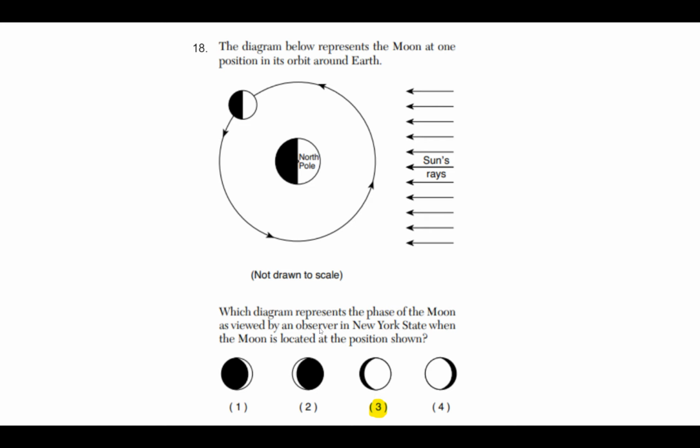Next, 18. The diagram below represents the moon at one position in its orbit around Earth. Which diagram represents the phase of the moon as viewed by an observer in New York State when the moon is located at this position? So notice that it's half black, half white, because the sun's rays are lighting up only half of this, and the other side is dark. But it's asking you what our perspective is from the Earth. How are we seeing the moon?